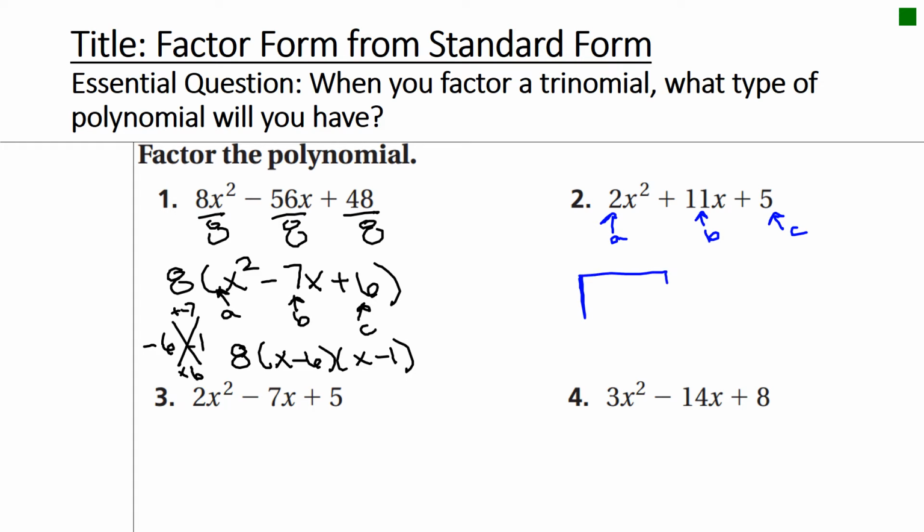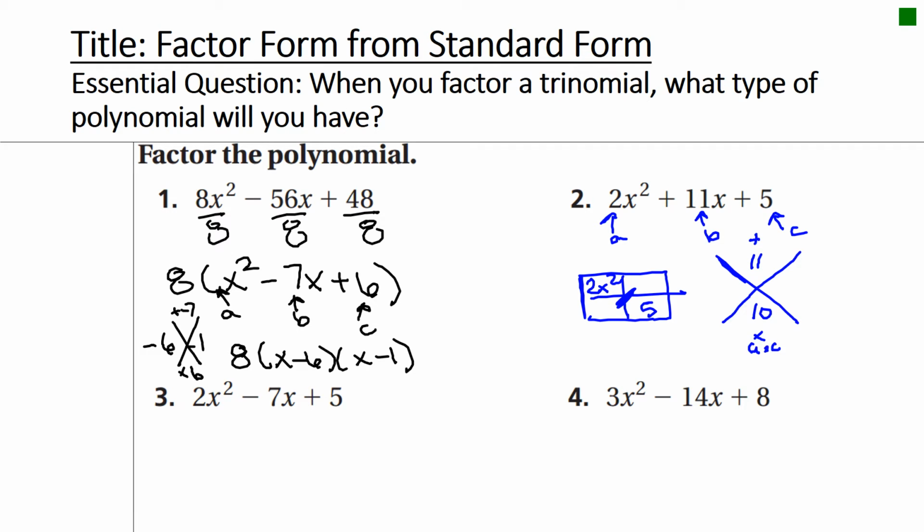So in our box, here's what we have going on. We have 2x squared, we have 5, and between these two boxes, we're trying to get 11. We cannot just make our regular diamond method. We have to now consider this a, because this 2 is going to affect our multiplication in one of these two boxes. So here's what we do. We're still thinking what adds up to 11, but now we're going to consider what multiplies to a times c, which is 10. That's the only thing that changes.